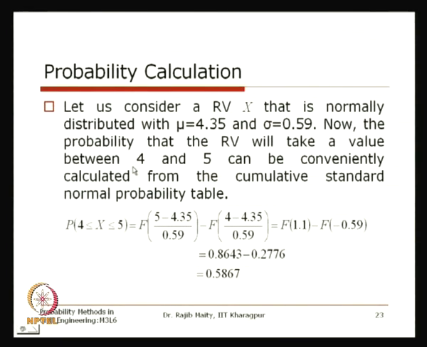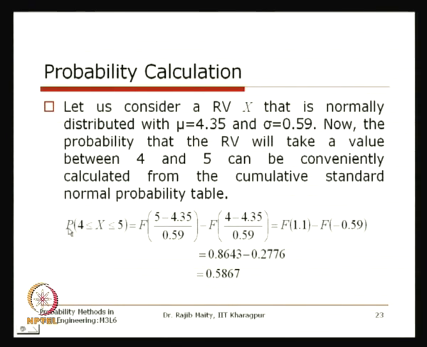Now, let us do one small exercise on how to calculate a probability using the standard normal distribution. Let us consider a random variable x that is normally distributed, and once we say this, we have to specify its parameters: mean equals 4.35 and sigma equals 0.59. Now we look for the probability that this random variable will take a value between 4 and 5, which can be calculated from the cumulative standard normal probability table.